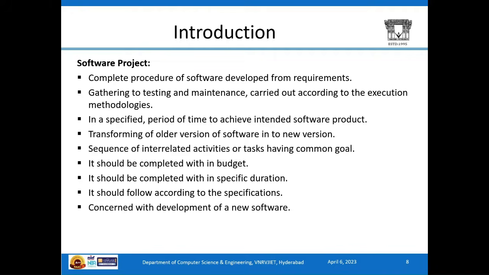Coming to the software project, it is a complete procedure of software development from the requirements till the testing and maintenance. It should be carried out according to the execution methodologies. A software project should be completed within a budget and within a specific duration, and it should follow all the specifications. A software project is about developing new software or transforming an older version of the software into a new version.